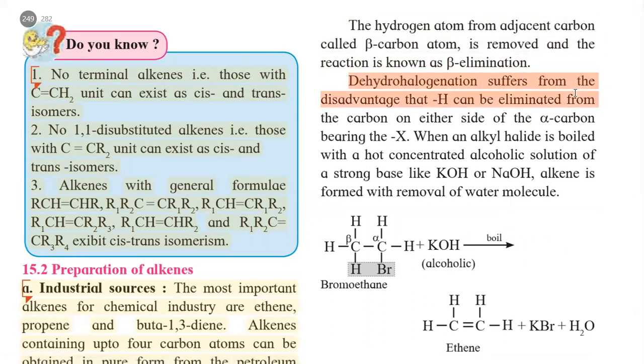Dehydrohalogenation suffers from the disadvantage that hydrogen can be eliminated from the carbon on either side of the carbon bearing the X, meaning where the halogen is present, from that carbon, either from the left side carbon or the right side carbon, hydrogen can be eliminated, and hence the alkene formed depends upon which hydrogen is eliminated from the left side carbon or the right side carbon. We will study a detailed example of this type.